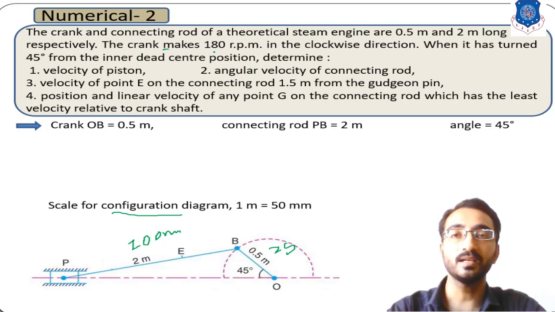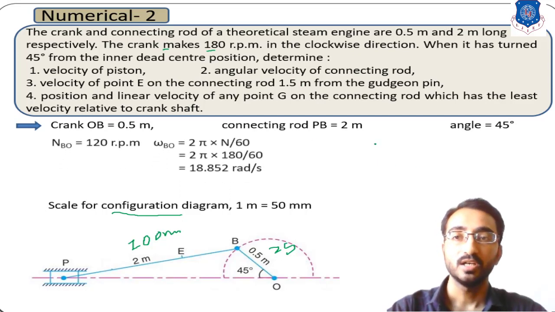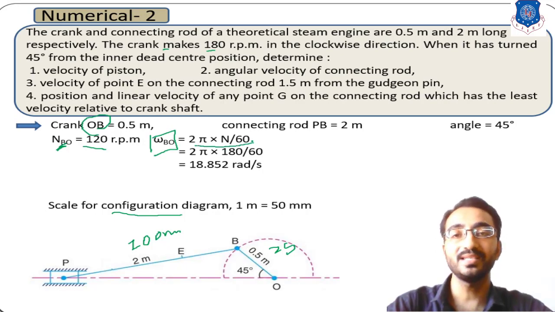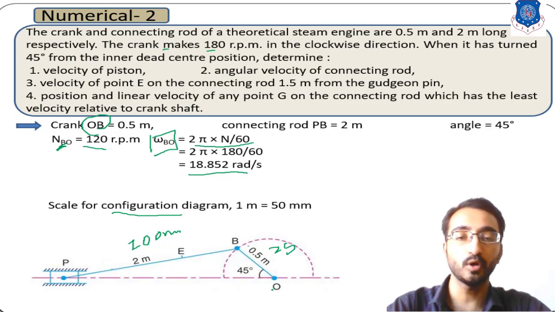Over here the crank makes 180 rpm, so we have been given the rpm rotation. If you consider the rpm of point B, because you have considered the crank as link OB, for this crank OB point B is moving, that's why N_BO is equal to 120 rpm. Now with the help of this rpm you can calculate omega. We have a simple equation, omega is equal to 2 pi N by 60. With this equation you will get the value of omega, that is 18.852 radian per second. That is your angular velocity of link B with reference to point O.